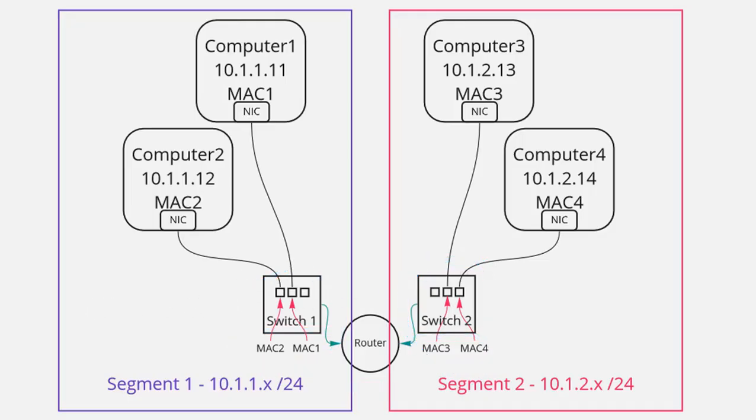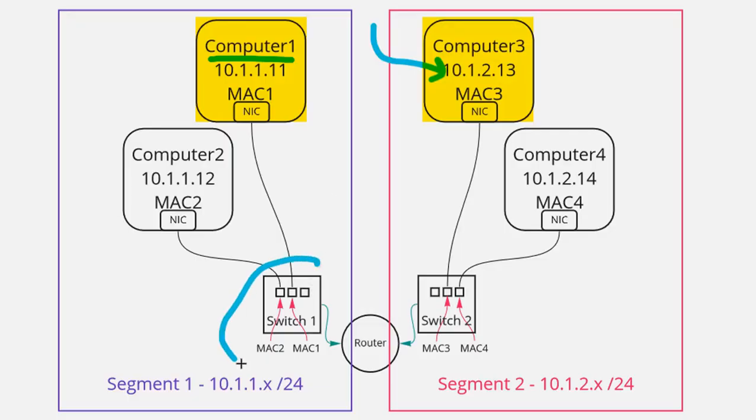And so now that I've got a router in the middle of my equation here, how does traffic work? Let's say that computer 1 wants to communicate to computer 3. So computer 1 knows the destination IP address, and it generates what we call an IP packet. The IP packet is destined for 10.1.2.13. Well, how does it know where to send it on its Ethernet network?